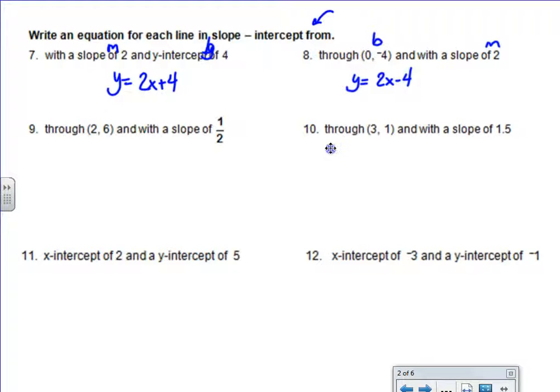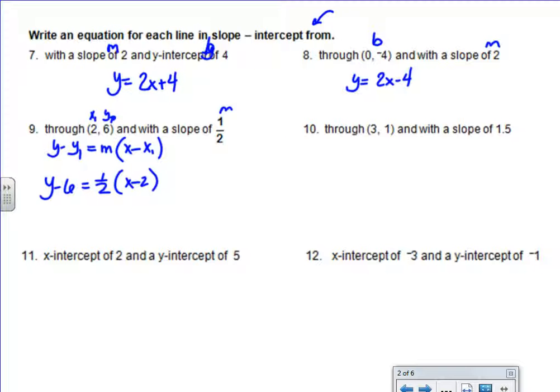They give you a point and they give you a slope, and this is not a special point to me. So we're going to use what's called point-slope form, which is y minus the y coordinate equals slope, and then x minus the x coordinate. So here's my x coordinate, here's my y coordinate, and here's my slope. So y minus the y coordinate of 6 equals slope 1/2, and then x minus the x coordinate of 2. Now they wanted our answer in slope-intercept form, so I'm going to distribute the 1/2, and then add 6 to both sides, so the y is isolated, and I get 1/2 x plus 5.